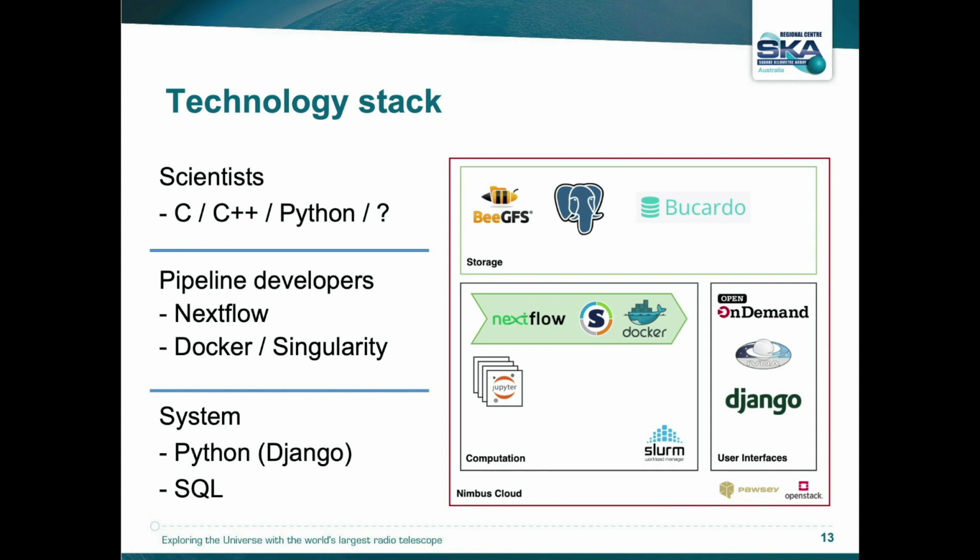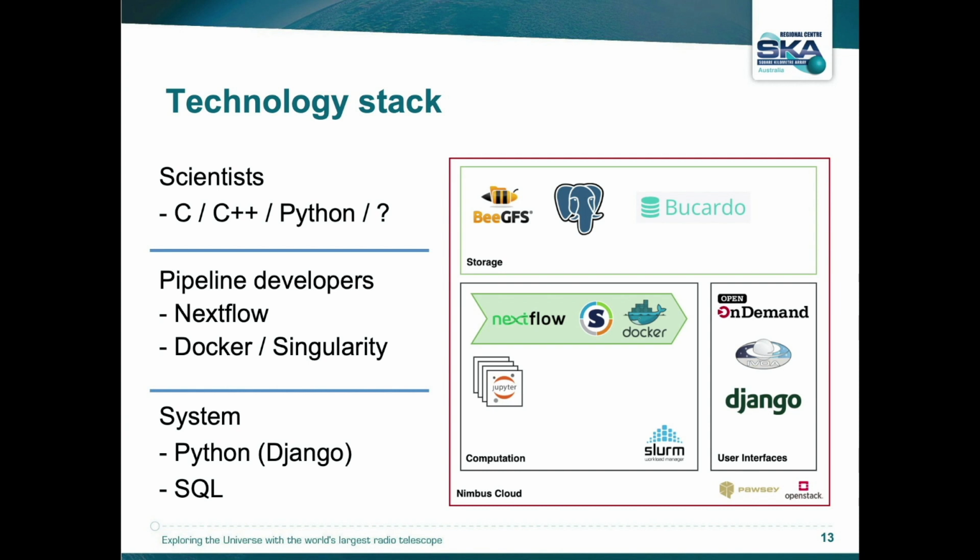We have a few interfaces. So Open On Demand gives the users a graphical view into the system. And we also have IVOA for access via popular tools in astronomy, and then Django for interacting with the database, which is a Postgres database, and we have Picado for replication.